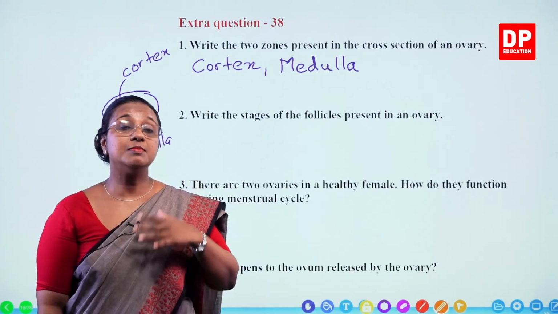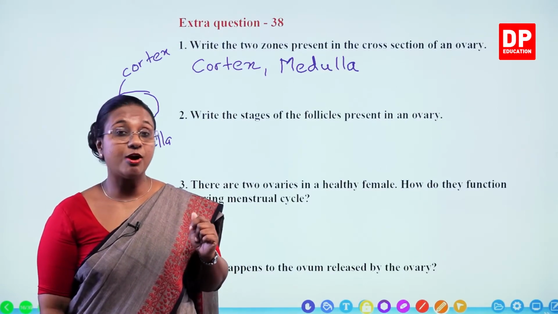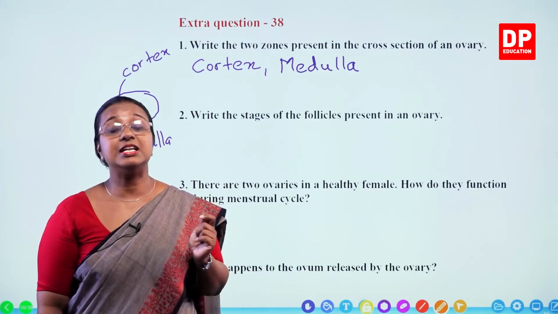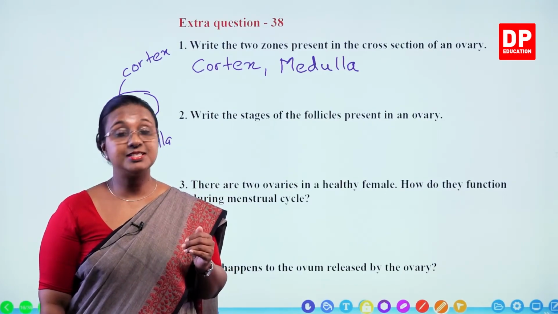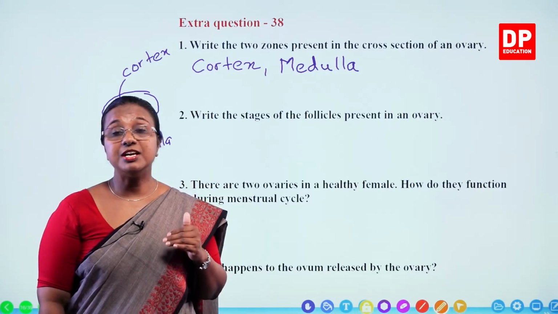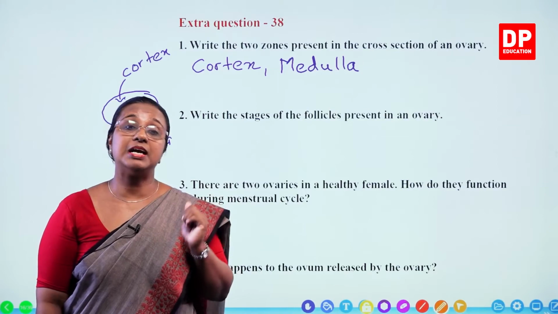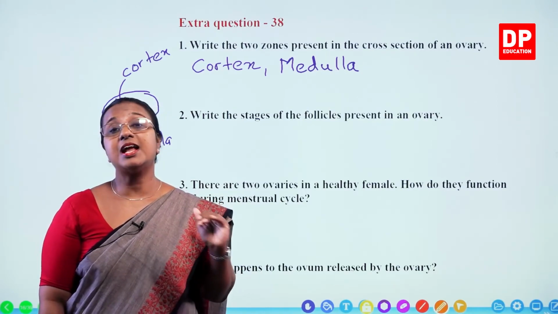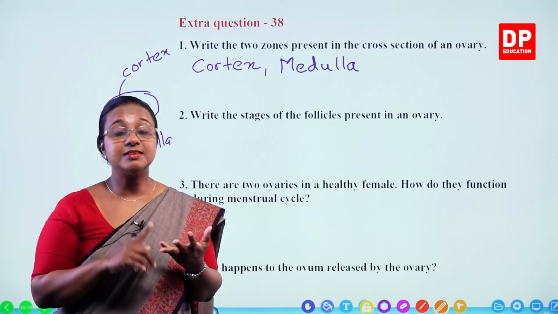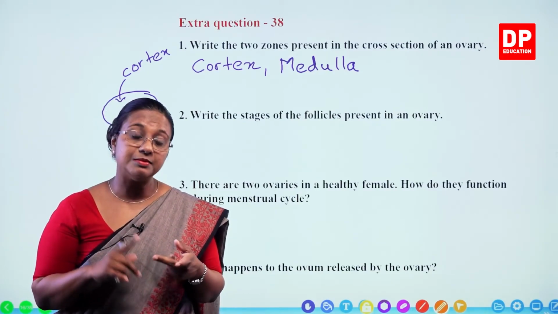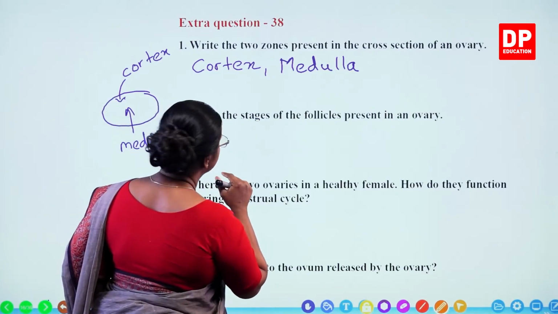Then Graafian follicle bursts open and releases the ovum on the 14th day of the cycle, menstrual cycle, that is ovulation process. After that, if fertilization doesn't take place, the Graafian follicle becomes the corpus luteum, and the corpus luteum becomes corpus albicans, and thereafter it fades away. So those are the stages: primary follicles, Graafian follicles, corpus luteum, and corpus albicans. So write the stages of follicles present in an ovary.